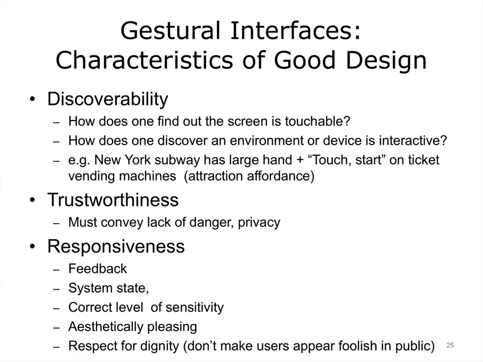An example is the New York subway ticket vending machines, which are touchscreens. A large hand and the word touch and start show inexperienced users that this is a touchscreen and how to start interacting. Airline self-ticketing kiosks have similar affordances. Trustworthiness and privacy are other issues. The system must appear legitimate and that it will not cause injury, physical or financial, for example.